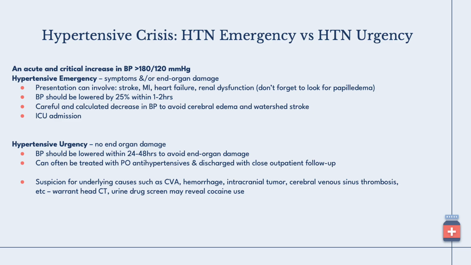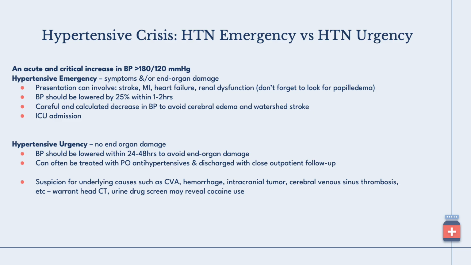Our hypertensive urgency, so they're going to have an increase in blood pressure, again, greater than 180 over 120, but they're not going to have any evidence of end organ damage. BP here should be lowered within 24 to 48 hours in order to avoid any potential end organ damage. These patients can often be treated with PO antihypertensives and discharged with really close outpatient monitoring.